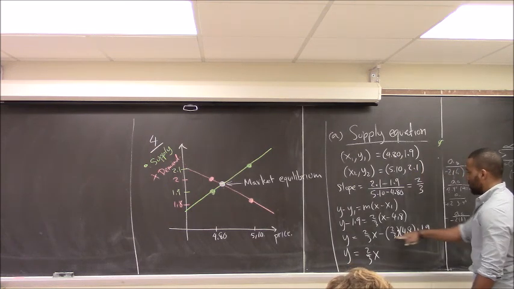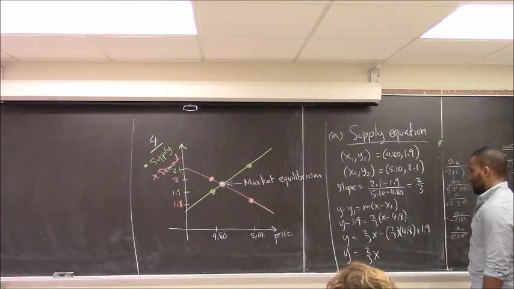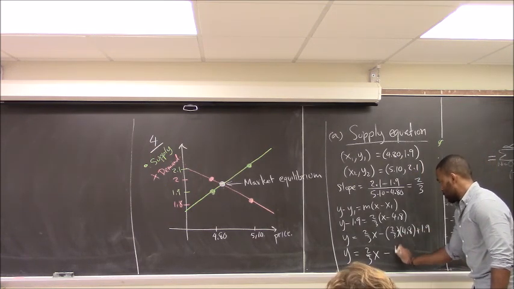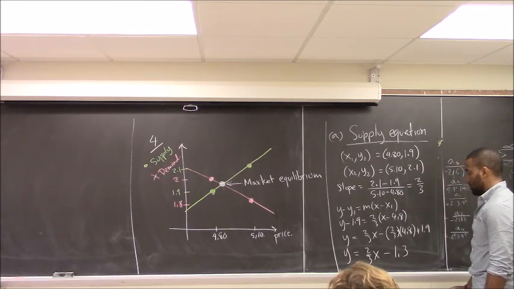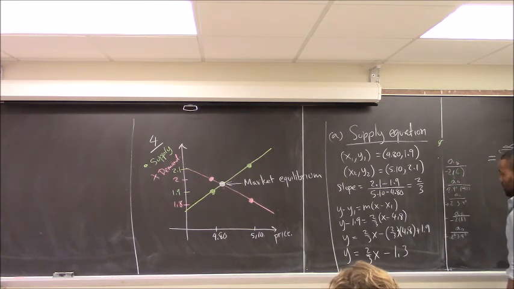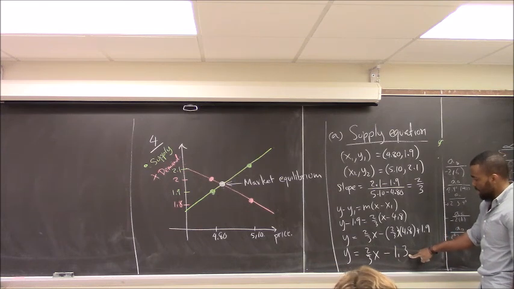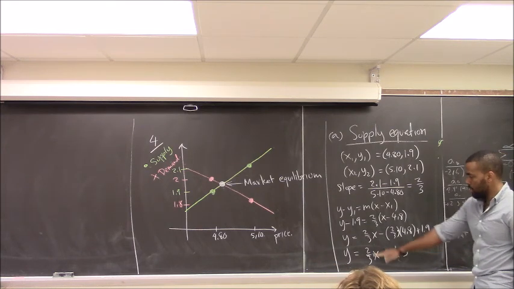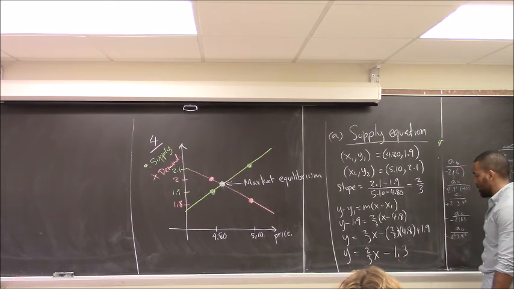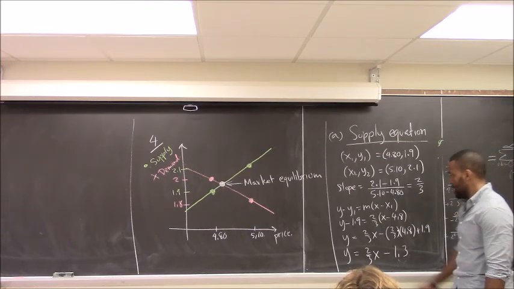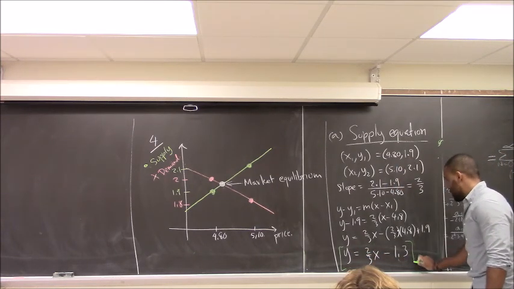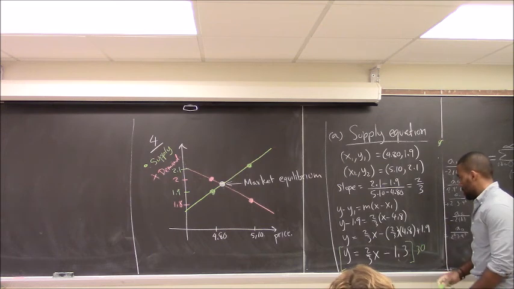So that's y equals 2/3 x. And what's this over here? Minus 1.3. Minus 1.3 is what it comes out to. Okay. So let's actually make that a little nicer. Notice if I multiply this by 10, I can get rid of the decimal point. If I multiply this by 3, I can get rid of the fraction. So what I'm going to do is multiply by the LCD of both of those, multiply by 30.